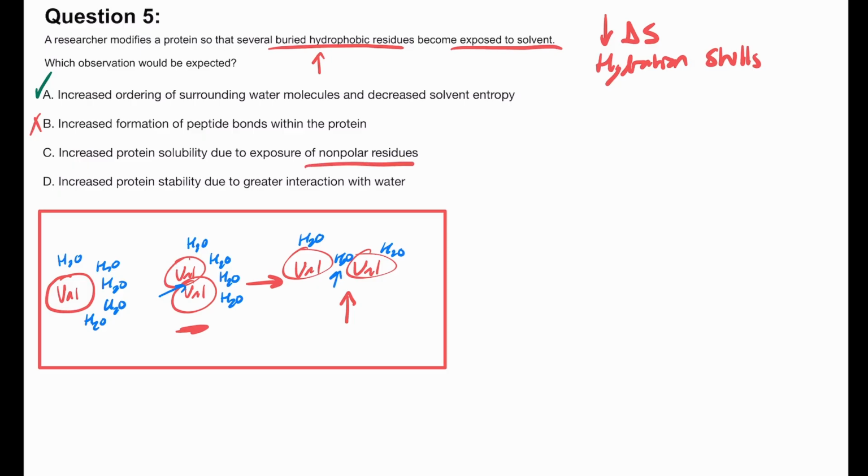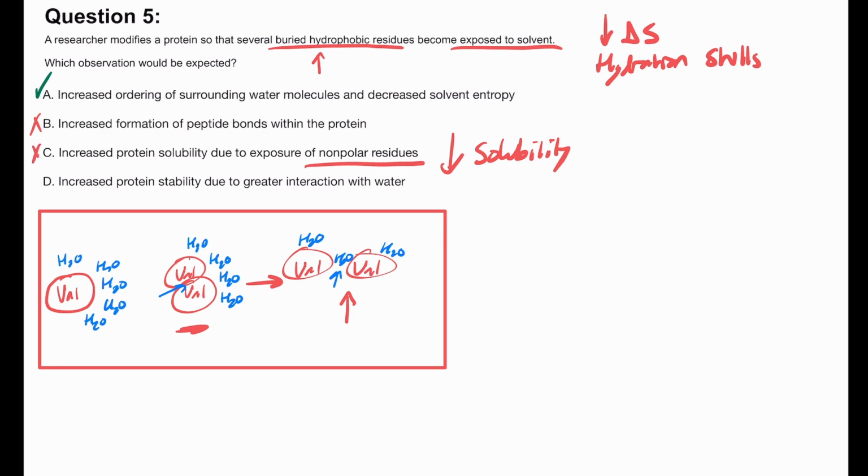C, increased protein solubility due to exposure of nonpolar residues. Well, we know that nonpolar residues are going to decrease solubility. If you have something that is a hydrocarbon, it doesn't want to mix with water. For example, oil. Oil is nonpolar. And so if you expose it to water, it will not mix. We're decreasing the solubility by adding something like oil or something hydrophobic. And so answer choice C is wrong.